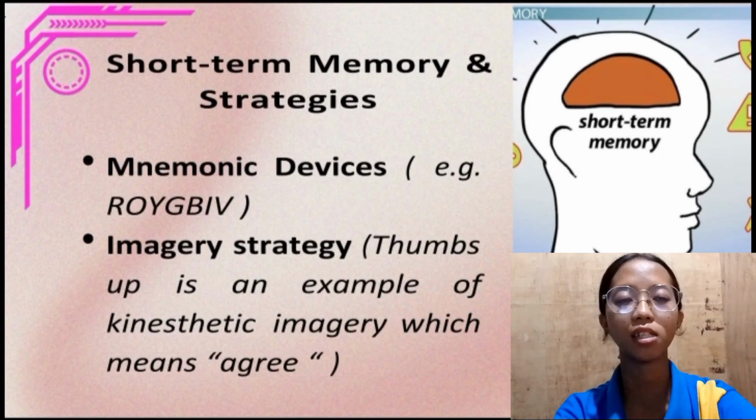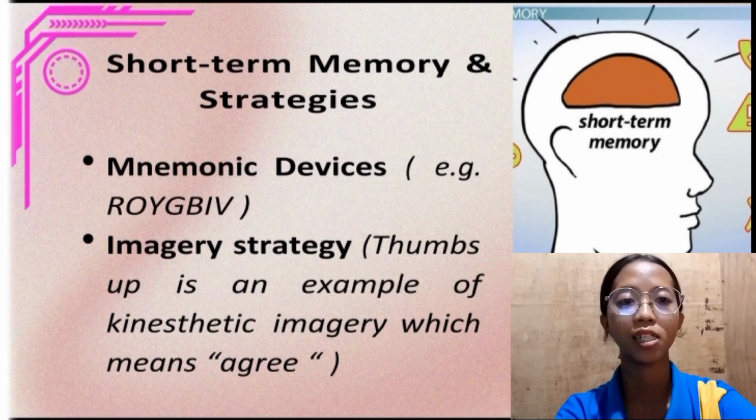The second one is mnemonics. These are memory tricks like using an acronym, ROYGBIV, for the colors of the rainbow. The next one is imagery, which means creating a mental picture to help you remember something.